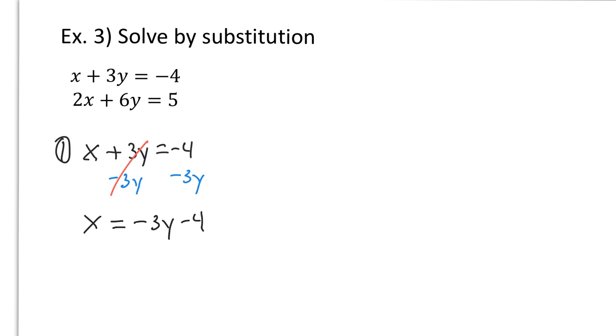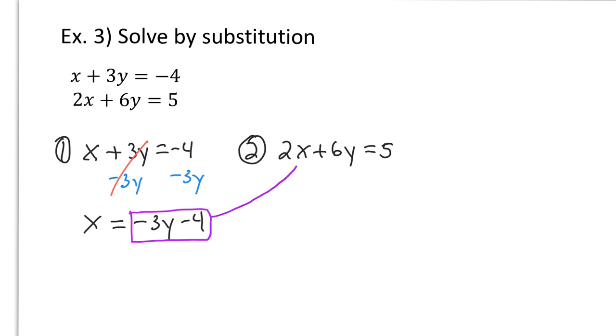So now, in step number 2, you guys are going to use the other equation. So we have 2x plus 6y equals 5. And I'm going to substitute the expression I found in step number 1. Now you also have to be careful what that equals. -3y minus 4 is x, because we have x equals this expression. So I'm going to substitute all of this into the x.